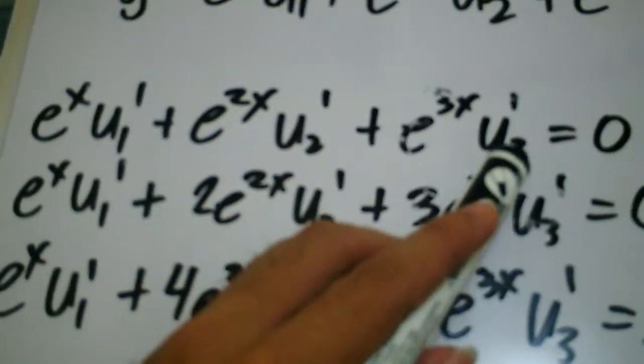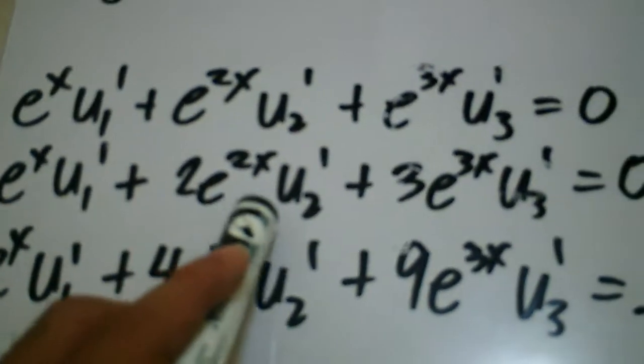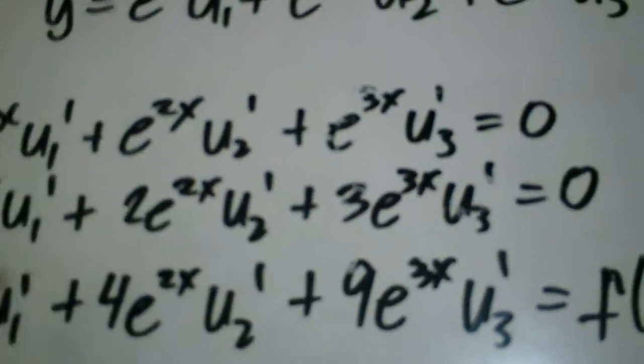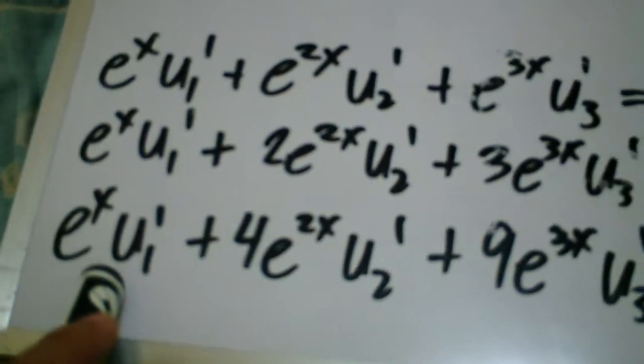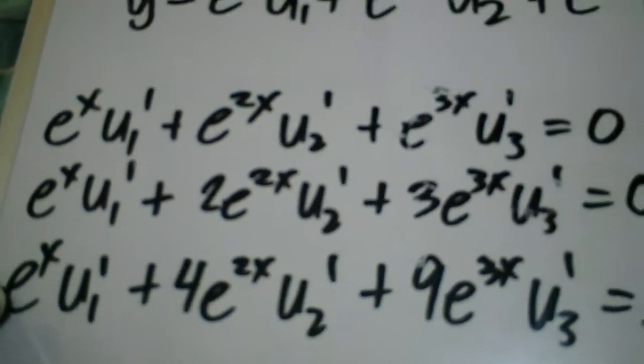Then using the variation of parameters, we will get e to the x u1 prime plus e to the 2x u2 prime plus e to the 3x u3 prime equals 0. Deriving this equation, we get e to the x u1 prime plus 2 e to the 2x u2 prime plus 3 e to the 3x u3 prime equals 0. Again, deriving the equation, we have e to the x u1 prime plus 4 e to the 2x u2 prime plus 9 e to the 3x u3 prime equals f of x. Since we have 3 roots, we have only 3 equations.